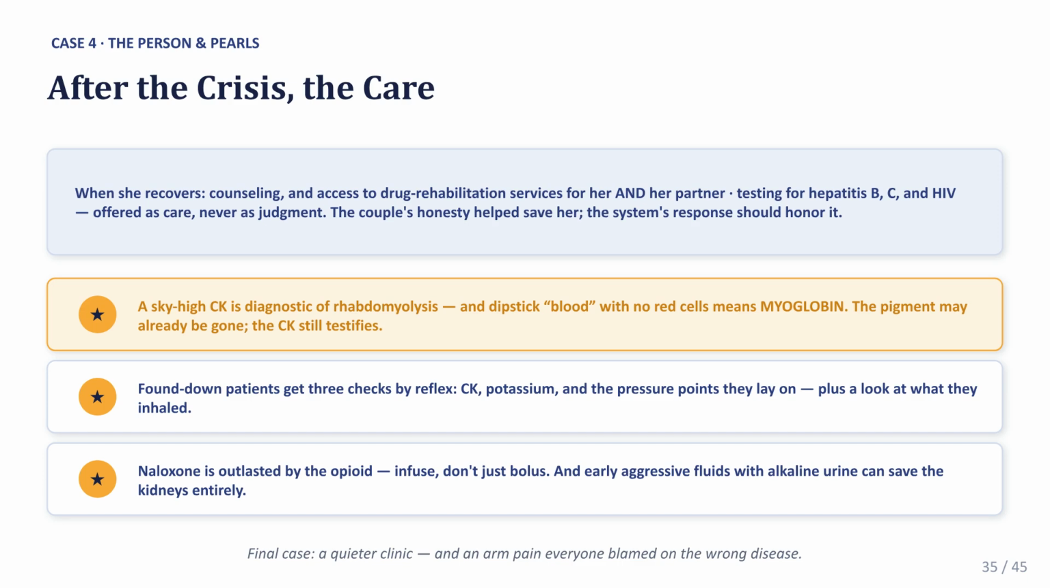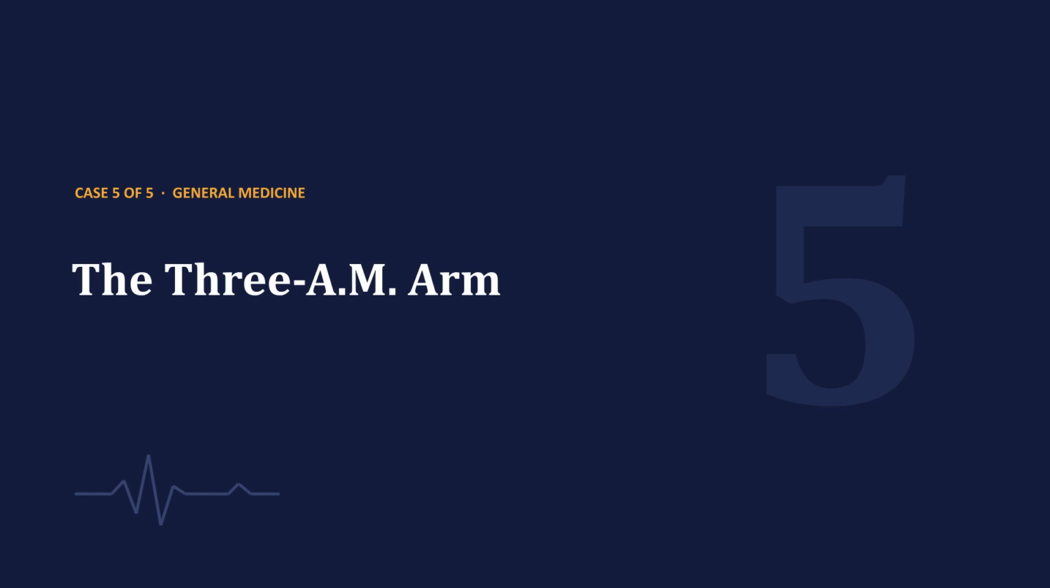Recovery requires counseling and compassion. Test for hepatitis and HIV as a routine part of care, never as judgment. Remember these pearls. Sky-high CK is diagnostic for rhabdomyolysis. Always check the pressure points in patients found down, and remember that naloxone is outlasted by opioids. Infuse, don't just bolus. Our final case brings the intensity down, but the subtlety way up.